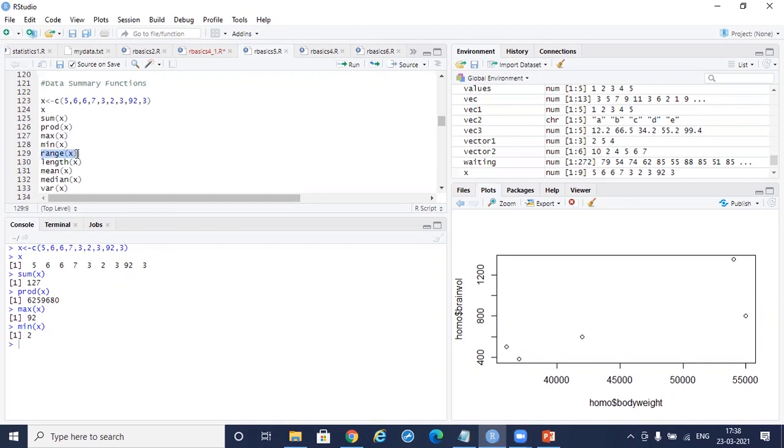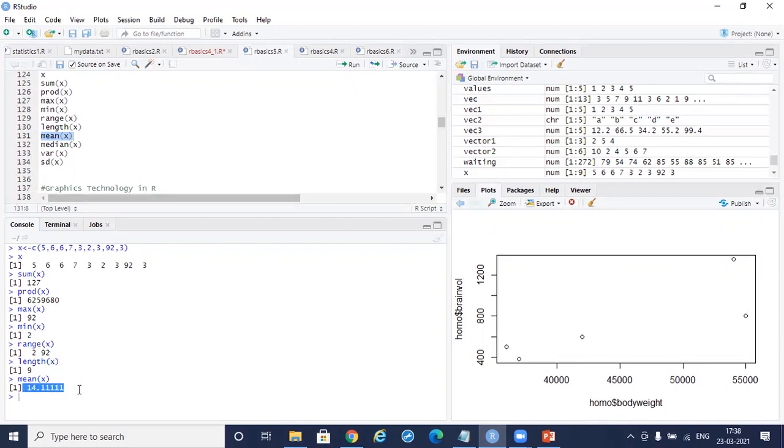Now the range. Range is basically maximum minus minimum, so with 2 as the lowest and 92 as the highest, that gives the range. Now, what is the total length? Length is the total number of components. Here there are 9: 1, 2, 3, 4, 5, 6, 7, 8, 9. Now we want the mean. It adds all the data and divides by 9 internally, showing 14.11 as the mean. Then the median, it shows you.